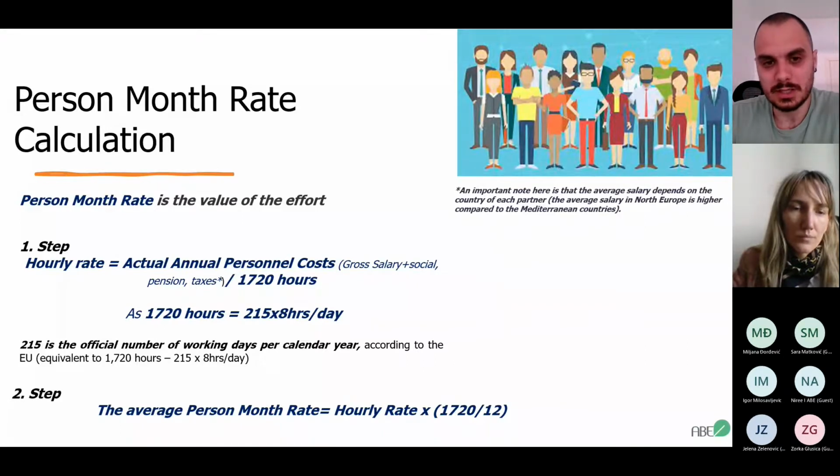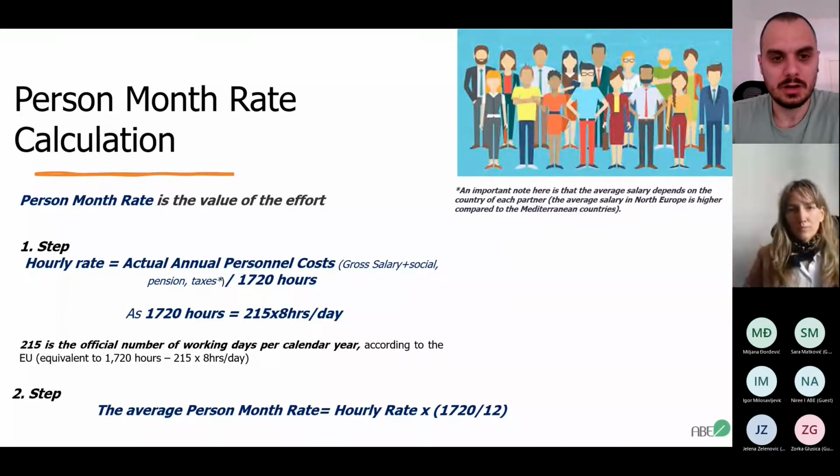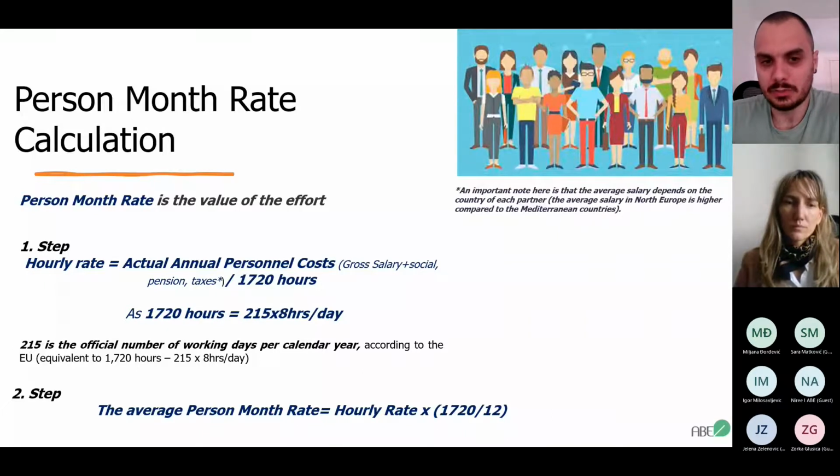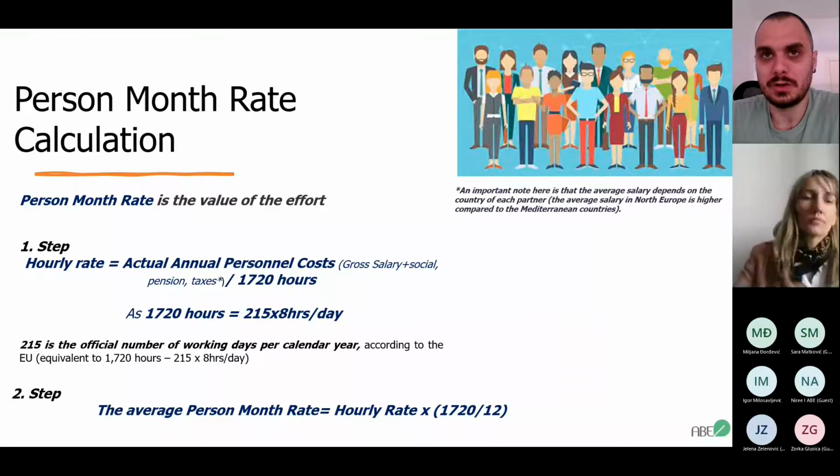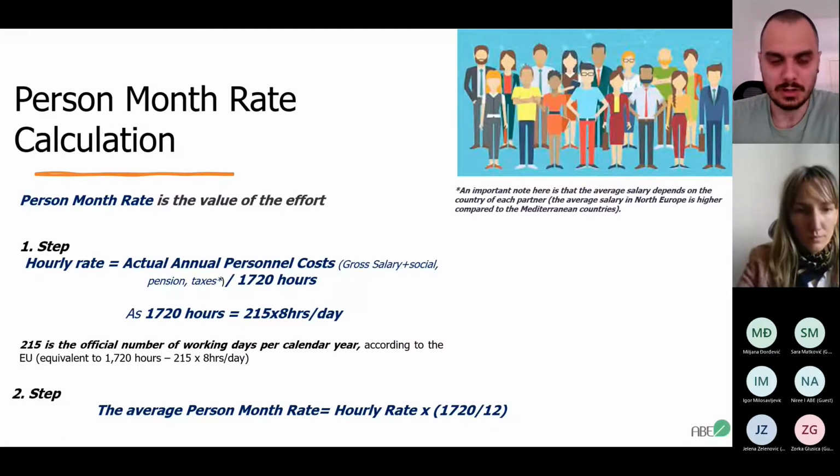This comprehends the gross salary plus social expenses, pension, and taxes to a certain degree. And this number should be divided by 1,720 hours. 1,720 hours is the standard number of hours taken by the European Commission as working hours in 1 year. This is equal to 215 days at 8 hours per day. And again, 215 is the average number of working days in 1 year for the European Commission. As I was saying, this is the simplest way to calculate it. You can use these numbers.